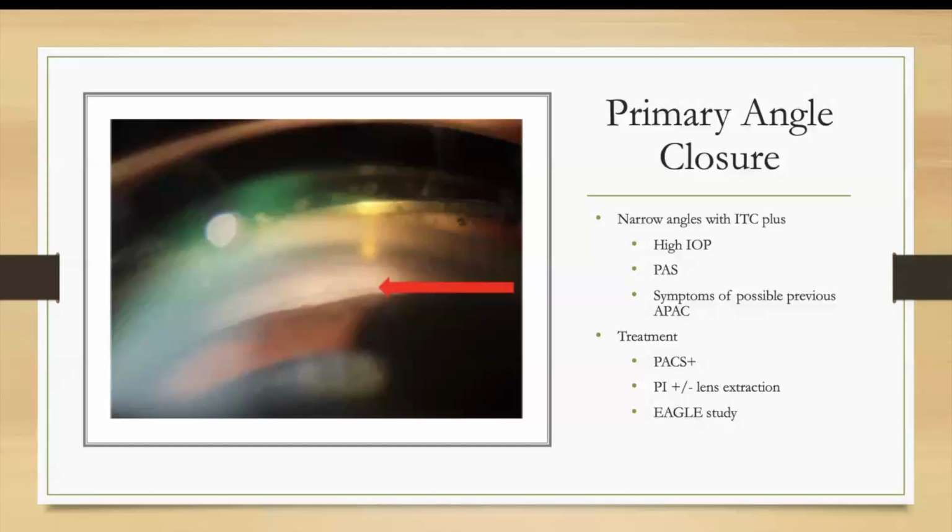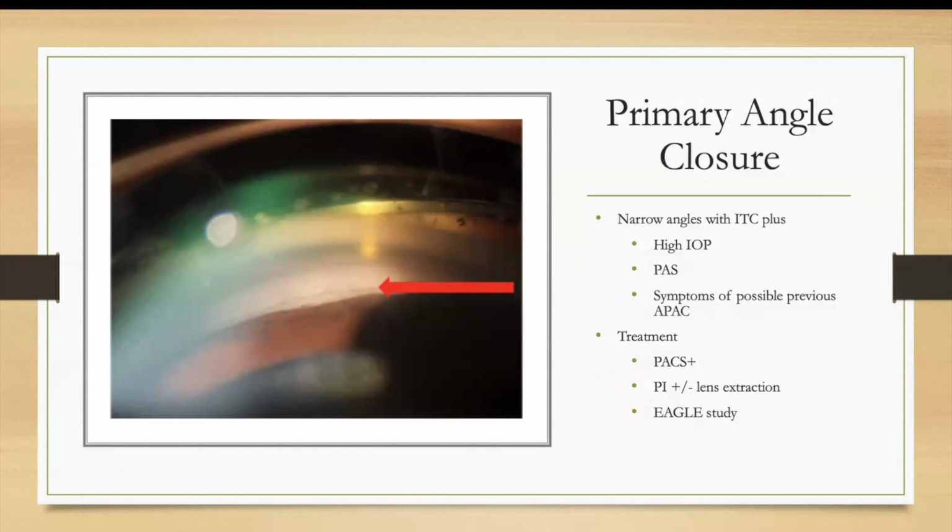So primary angle closure, you've got narrow angles, iridotrabecular contact, and then if you've got those two things plus one of the following: high pressure, peripheral anterior synechiae, or symptoms where the patient is telling you they've had episodes which suggest previous acute angle attacks. So if they're telling you, I've had episodes where I've had a really intense headache, blurred vision, but it all settled down by itself, these are all things that make you think, okay, potentially this is a patient who's actually had subclinical episodes of acute primary angle closure. That all makes you think that this is a patient with primary angle closure.